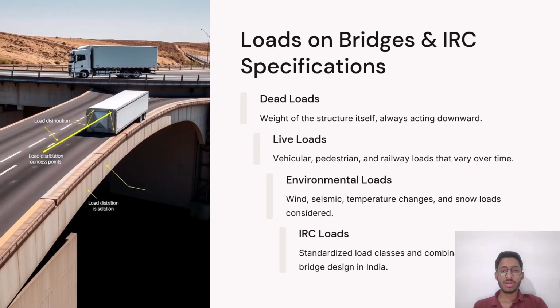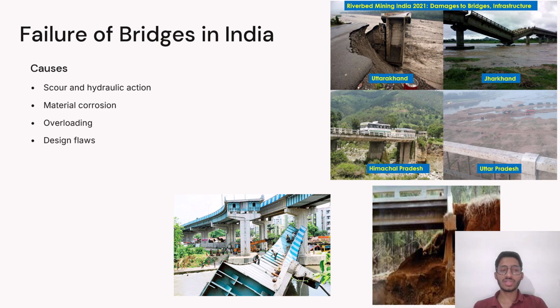Then, loads on the bridges and IRC specification. First is the dead load, live load, environmental load, and IRC load. Dead load is nothing but the weight of the structure itself, always acting downward. Live load is nothing but the vehicular load, pedestrian load, and railway load that vary over time. Environmental load consists of wind, seismic, temperature changes, and snow load considerations. There are IRC standards which define the standardized load cases and combinations of load cases which are used to design bridges in India.